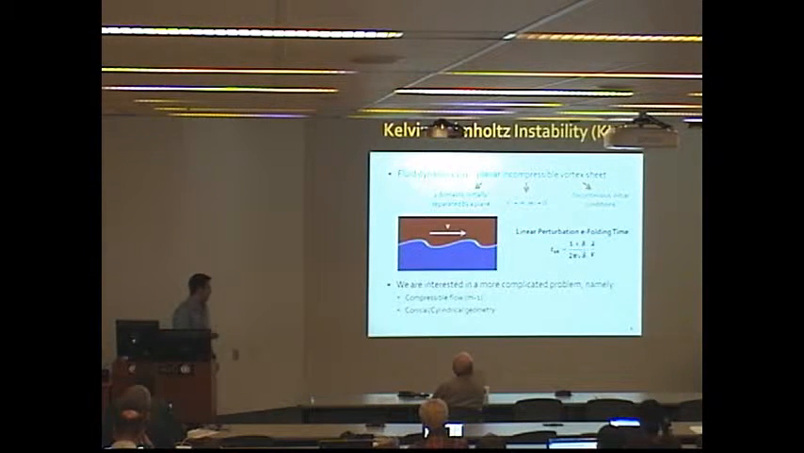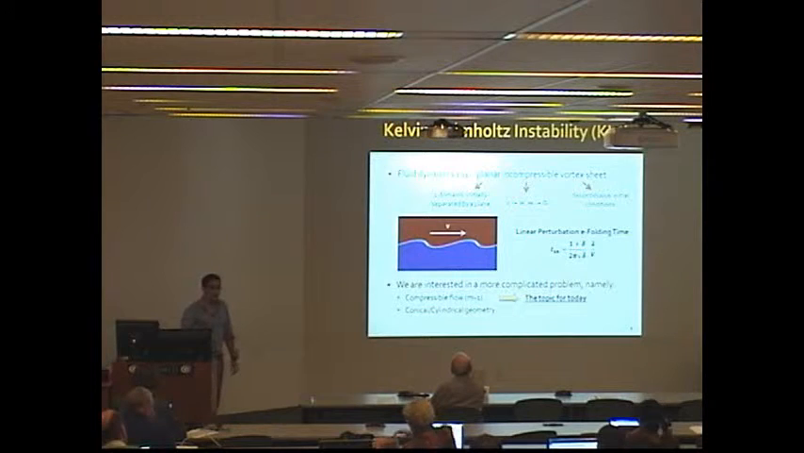Because we're interested in the more complicated variant of the Kelvin-Helmholtz instability in two important ways. The first is that we're interested in compressible flow, which is what I'm going to talk about now. And the second is, of course, the geometry, which for a stream is something much more complicated than a planar geometry. At best, you can say that it's maybe a cone or a cylinder.